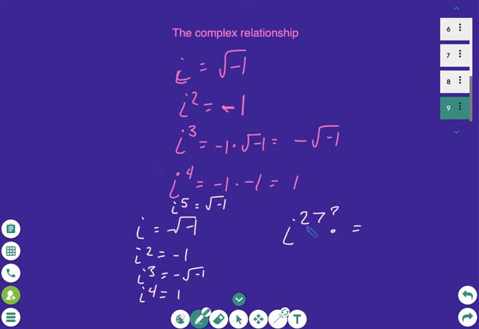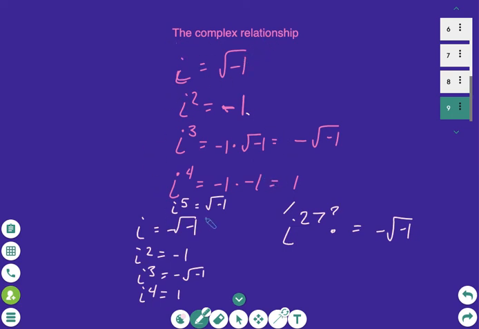So then they would ask you to just simplify this problem. Well, that would mean that the i to the 25th would be the square root of -1. So i to the 26th would be -1. So if I type in my calculator i to the 27th, I should get the negative square root of -1 as my answer. So they're just playing off this relationship.